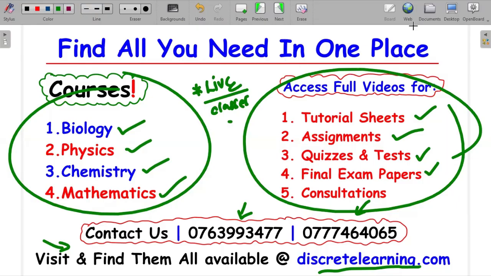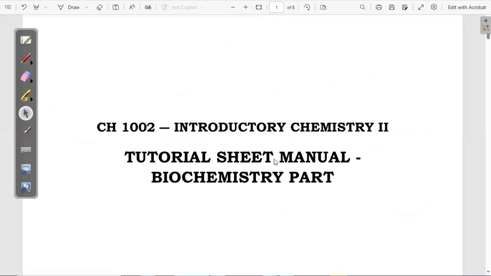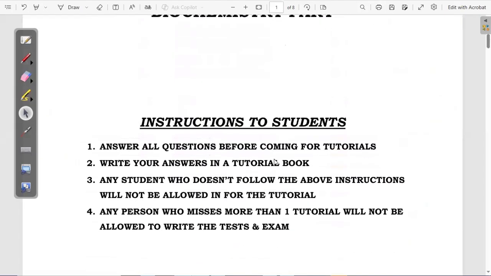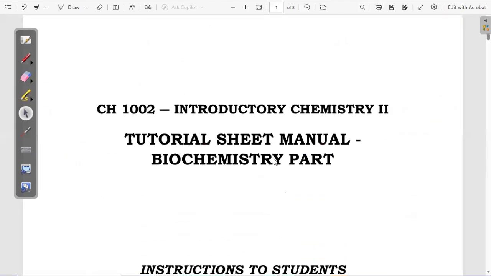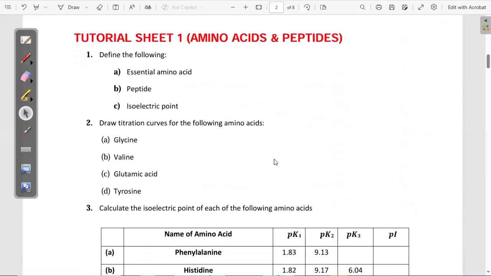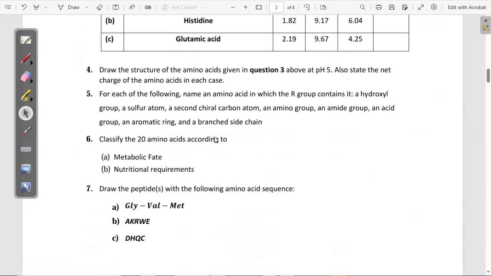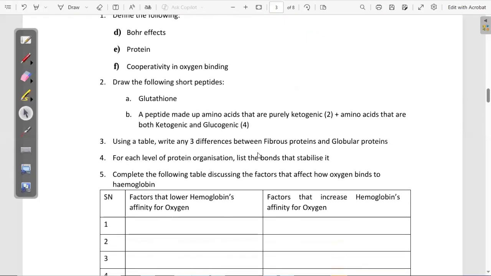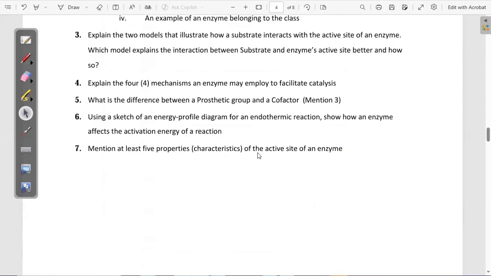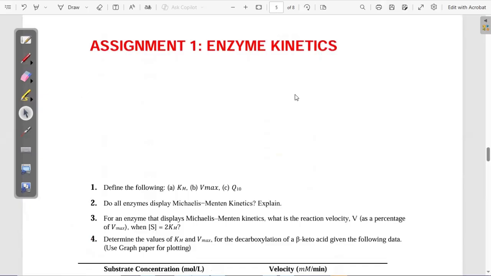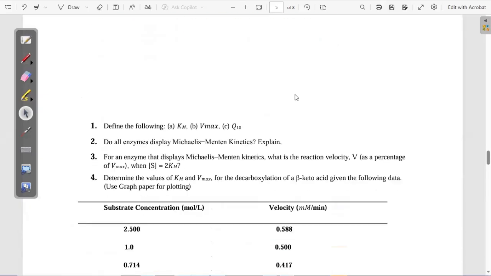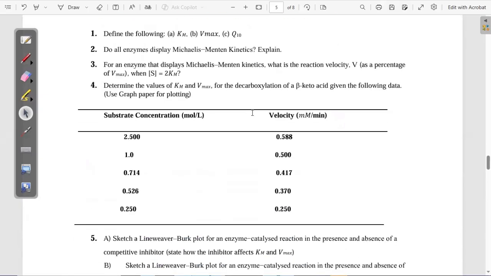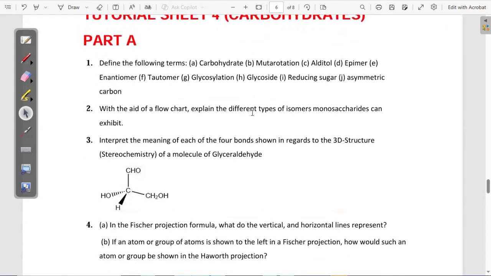So for example, for this course, we have a tutorial manual here that has a lot of questions on different topics, but we've actually solved all the questions in this tutorial manual. As you can see, we have this tutorial sheet on amino acids and peptides. We solved all the questions here step by step. You can find them on the website. Proteins, again, we solved all these questions. Enzymes, we solved. There was also this assignment on enzyme kinetics, or a tutorial sheet. We solved all these questions here. You can access them on the website.